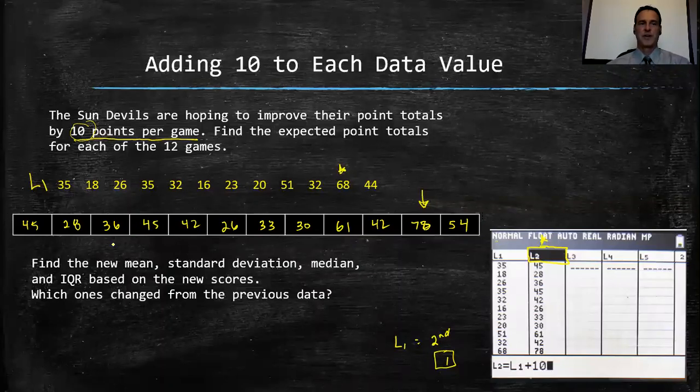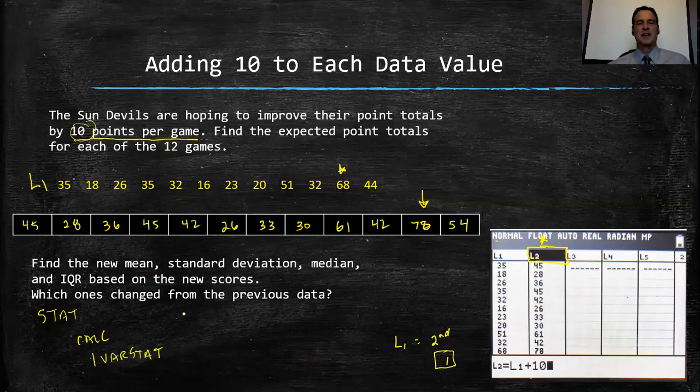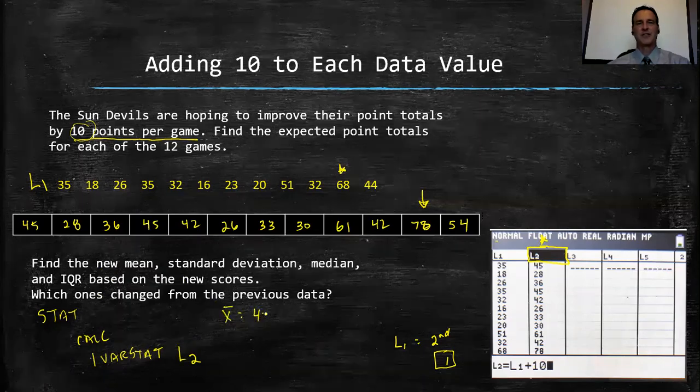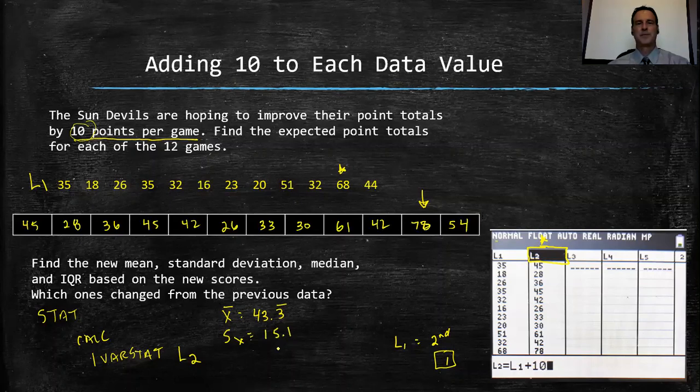When you do this, remember this is the same command: you go to stat, scroll over to calc, and it's 1-Var Stats. Make sure you put in L2, because that's where your new data is, and you're going to get a bunch of new items. You'll notice that your x-bar is a little different from before. It's actually 43.3. Your Sx, if you did that correctly, is still 15.1. Your median changed a little bit, and is 42.